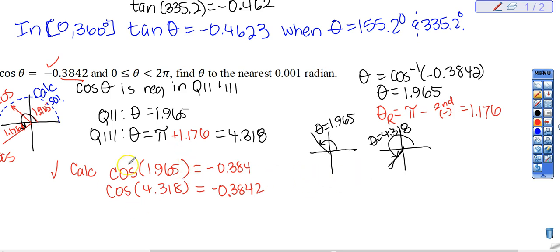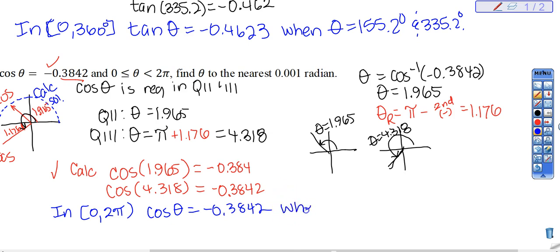And so we verified that we actually did this correctly, so we can now make a final statement. In the interval 0 approaching 2 pi, cosine of theta equals a negative 0.3842 when theta equals 1.965 radians and 4.318.